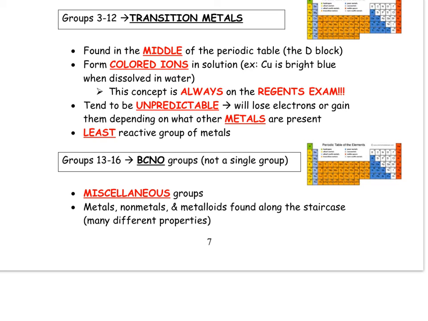The number of valence electrons for these vary between 1 and 2, and their reactivity is unpredictable. Some will be more reactive than others.